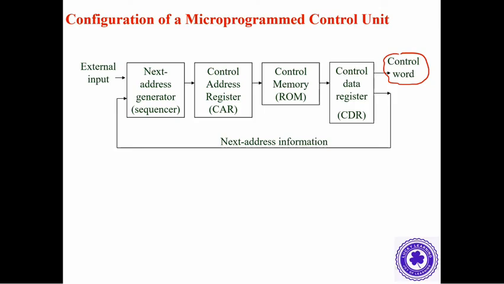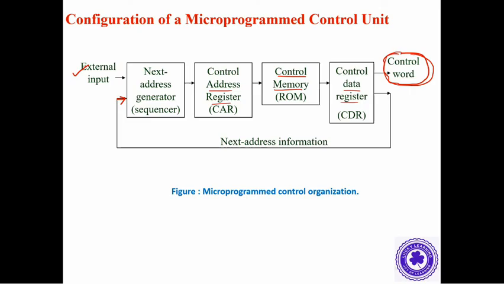Finding the next address also depends on the external inputs. So it finds the next address that will be given to the control address register. Again, based on the address value, it is going to read a control word from the control memory that is sent to the control data register. This control word will have micro operations that are issued, and it also has some information about the next address that is sent to the address sequencer, and this process is repeated so that it executes the microprogram stored in the control memory.